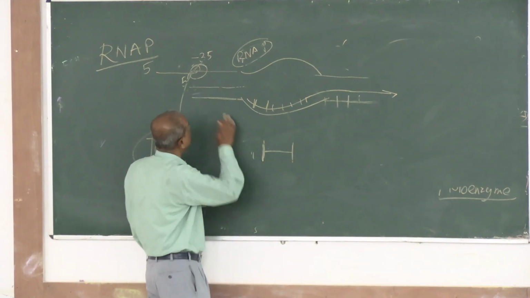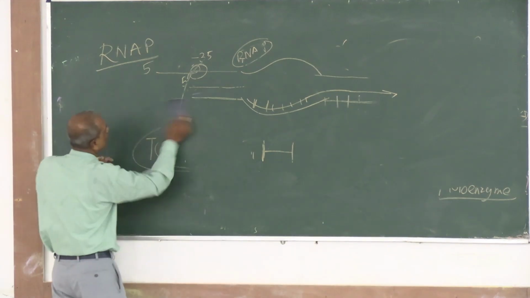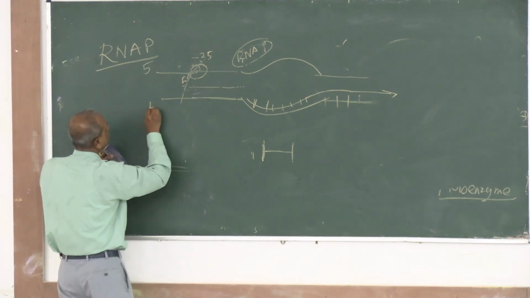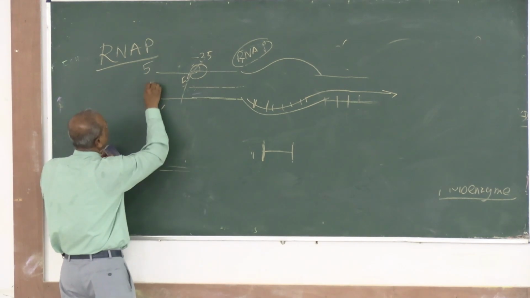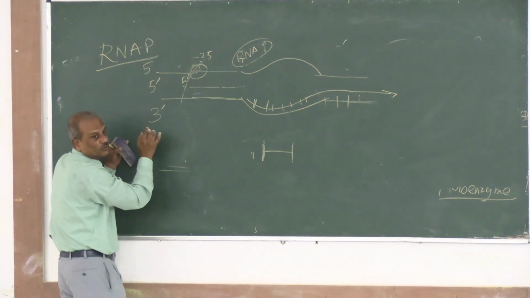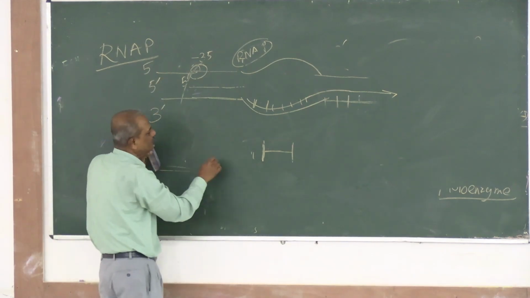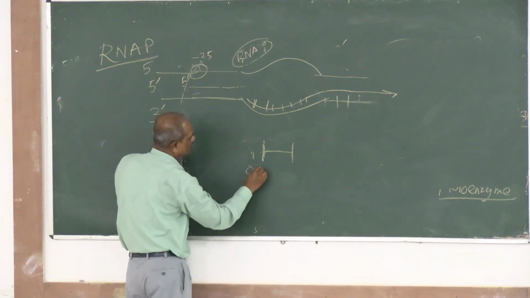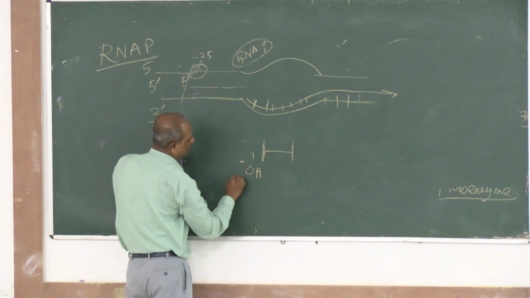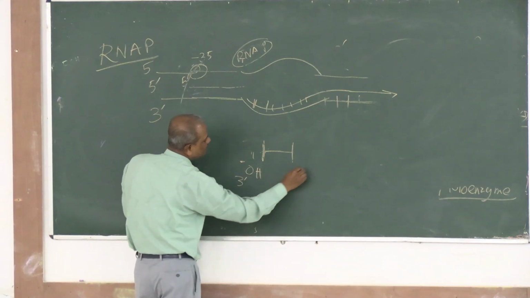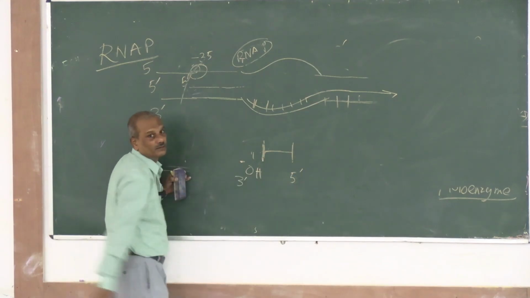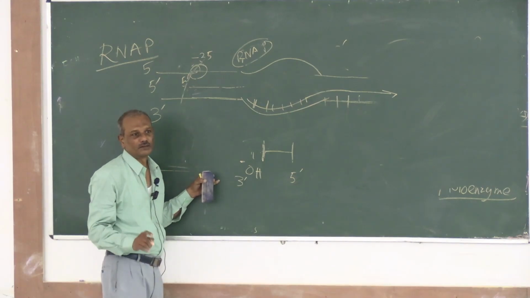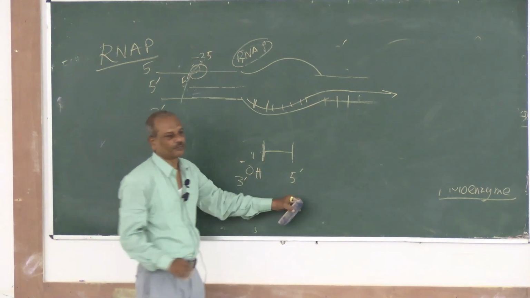Now, the synthesis is occurring here. Remember one important point: this is the 3' end, this is the 5' end. Synthesis is occurring from the 5' end to the 3' end, and at the 3' end a hydroxyl group is there. The incoming nucleotide has a 5' phosphate, so the bond will be a 3' to 5' phosphodiester bond.